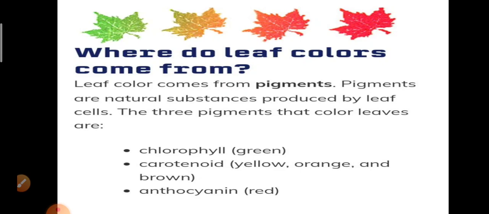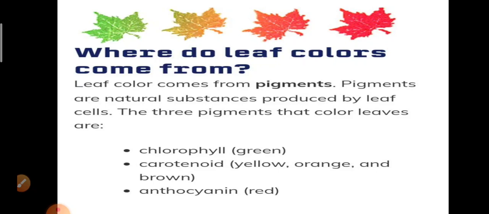Students, as you may have observed, the leaf may be green in color, red in color, brown or yellow in color. Where do leaf colors come from? Yes, leaf color comes from pigments. Then what are pigments? Pigments are natural substances that are produced by leaf cells. There are three main important pigments: chlorophyll, carotenoid and anthocyanin.